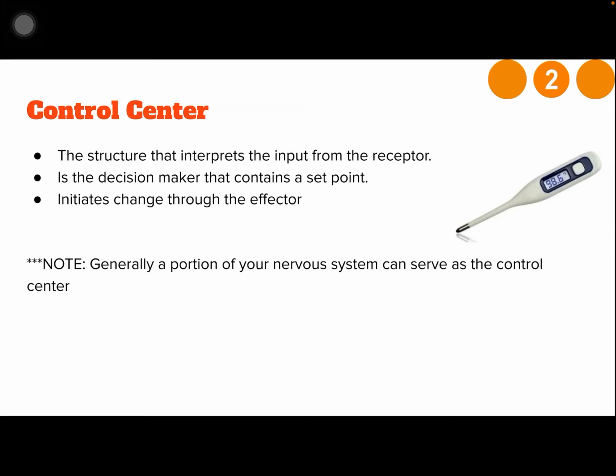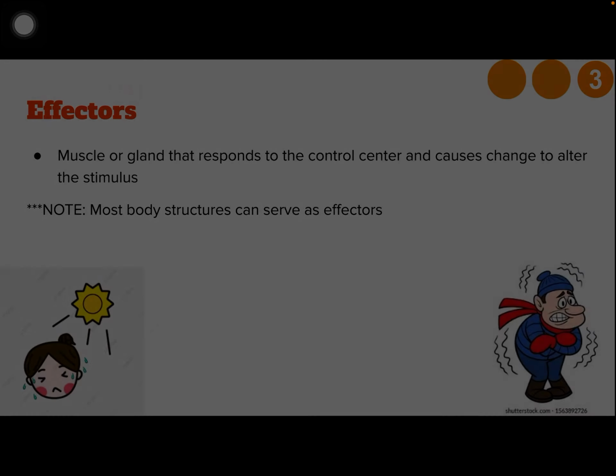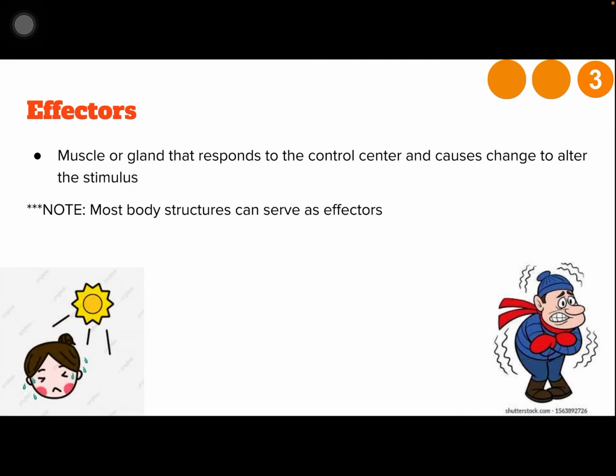The control center, going back to our example, being too hot or too cold, they know that you're supposed to be at 98.6 degrees. That is your equilibrium. That is your homeostasis. And so with that information, they're able to let the effectors know. And the effectors, here, is the muscle or gland that responds to the control center and causes change to alter the stimulus. Note here is that most body structures can serve as effectors.